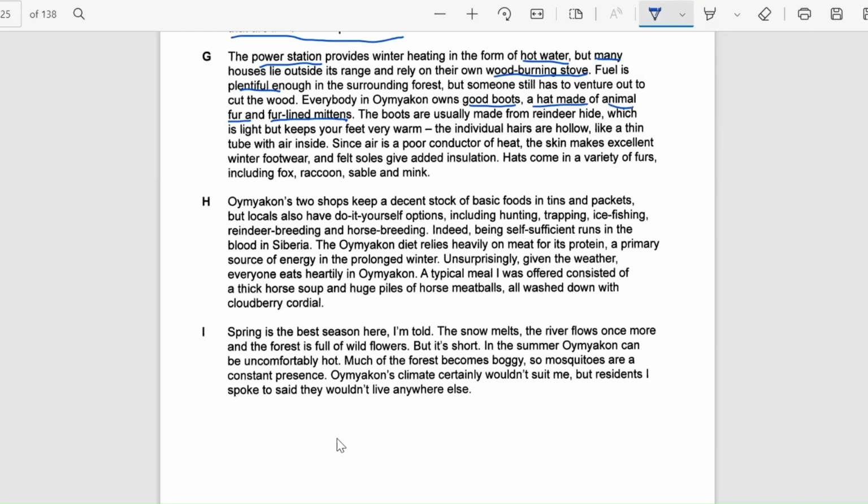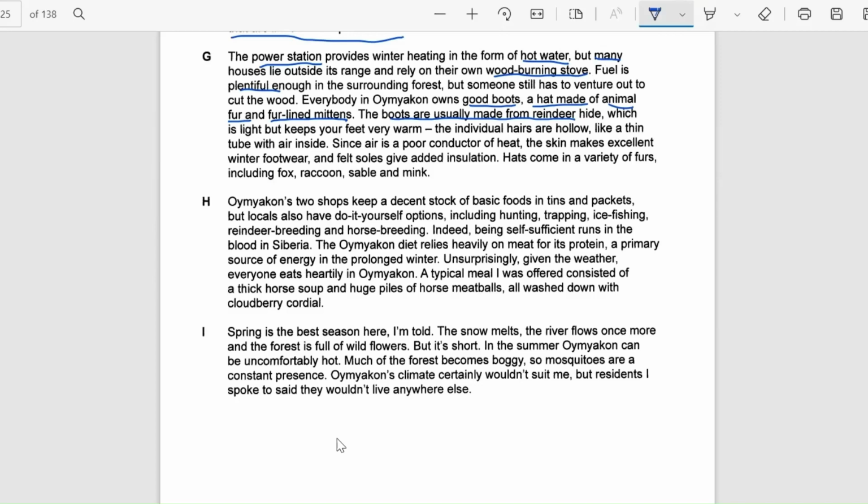Okay, so because it is very cold, this is what people have, and they are made of animal fur. The boots are made of reindeer hide. So another animal is being talked about, and it keeps the feet warm. Individual hairs are hollow like a thin tube.